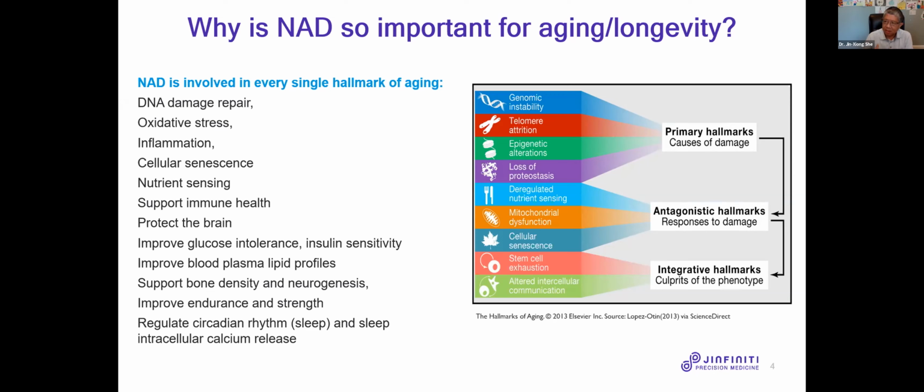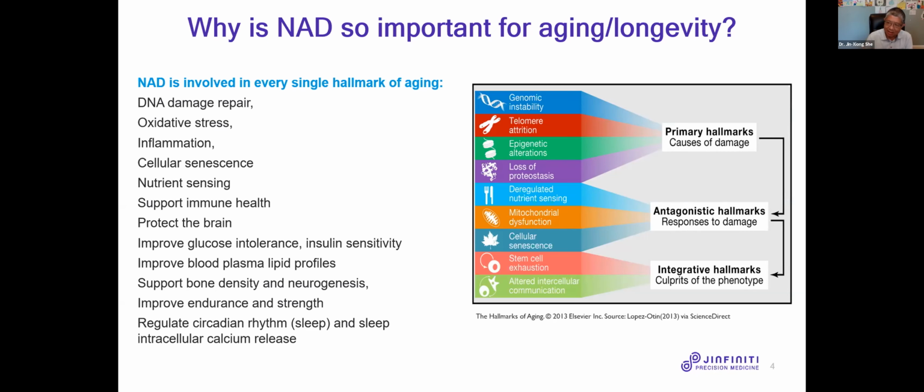And that's because over 400 enzymes require NAD for their function. So you can imagine many of these important biological processes do require NAD to function properly. The most important ones are listed on the left, and NAD is involved in DNA damage repair, in oxidative stress, in inflammation, cellular senescence, nutrient sensing. It's important for supporting immune health, to protect the brain function, improve glucose tolerance, insulin sensitivity, and on and on.